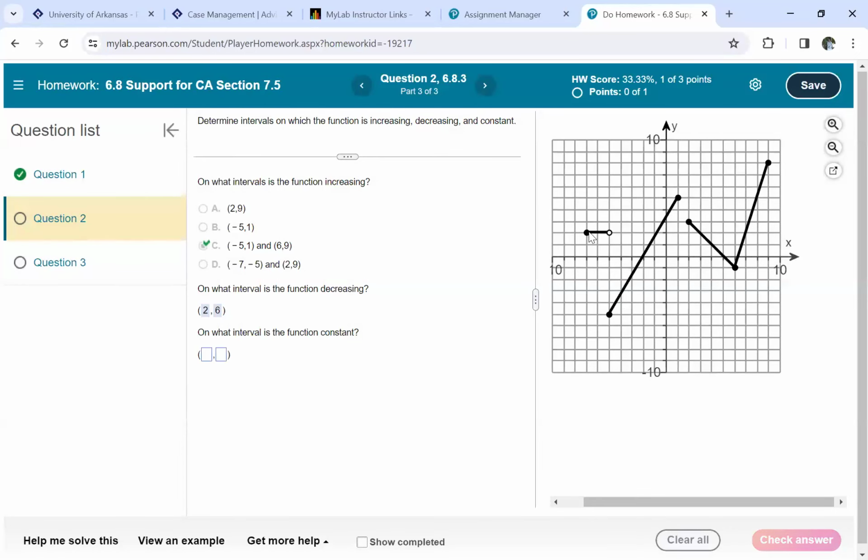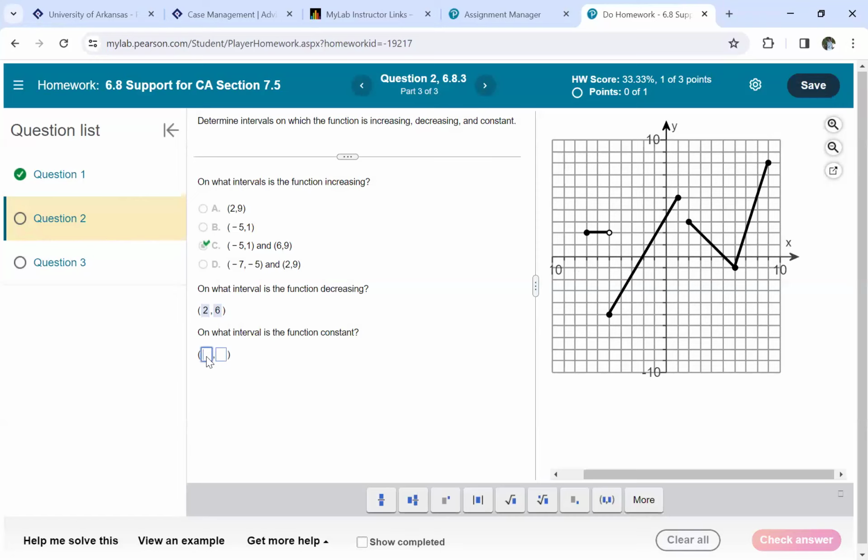Now, where's it going constant? Where is this line going straight across? So where the black dot is, I want that beginning x value. Where the hollow dot is, I want that ending x value. So the black dot, what's that x value, y'all? That's what? 10, 9, 8.